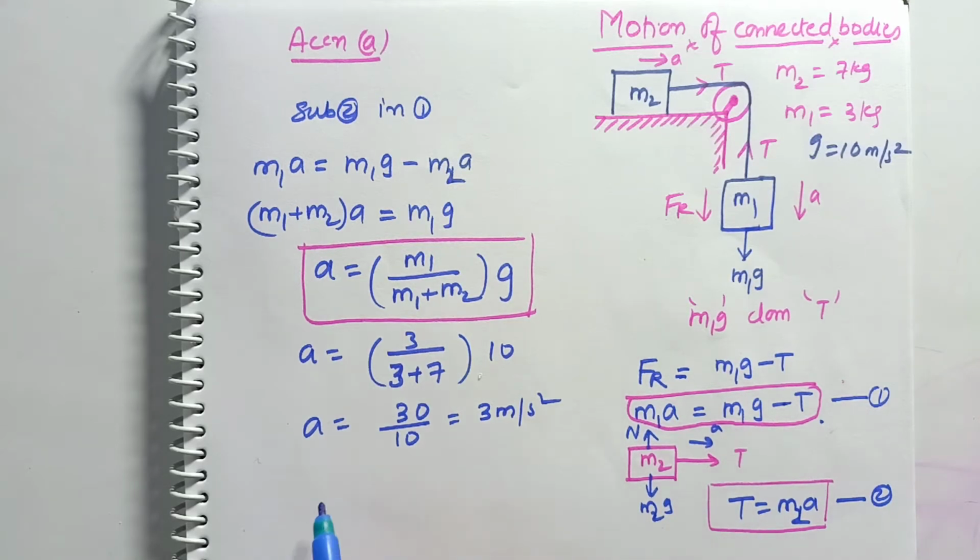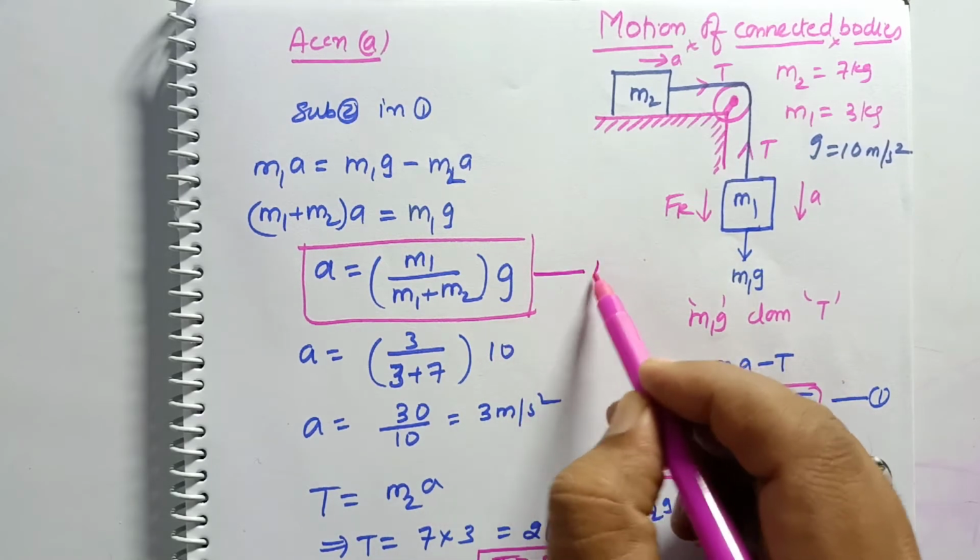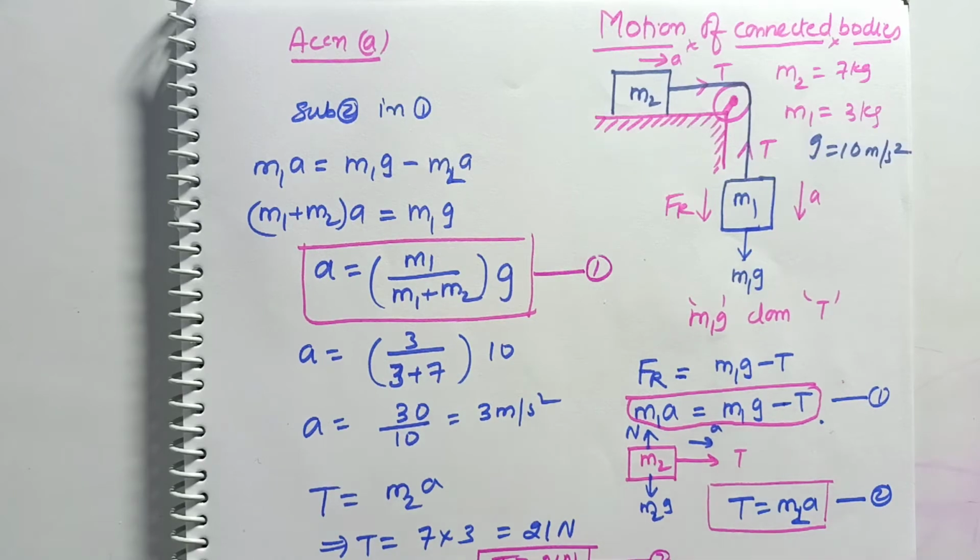So now it's very simple: you just take T here and you write m2 into a. Then what are you going to get here? This implies that tension is equal to m2 is 7 and acceleration is going to be 3 here. So the answer is 21 newtons. That's it, a very simple solution. Tension is 21 newtons, whereas this one is the acceleration and this is going to be the tension here.